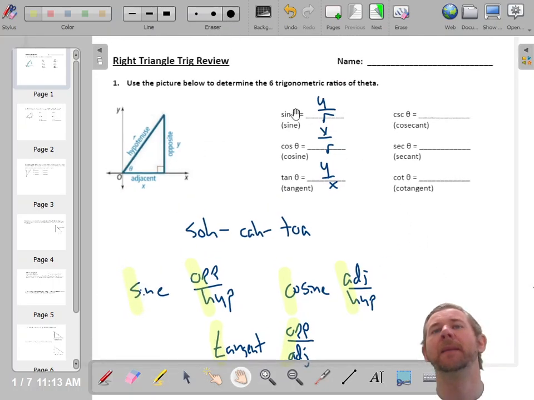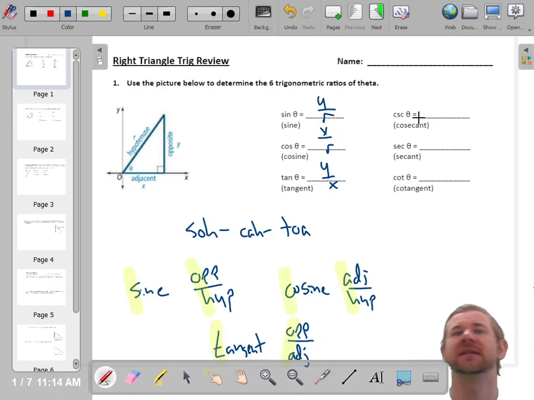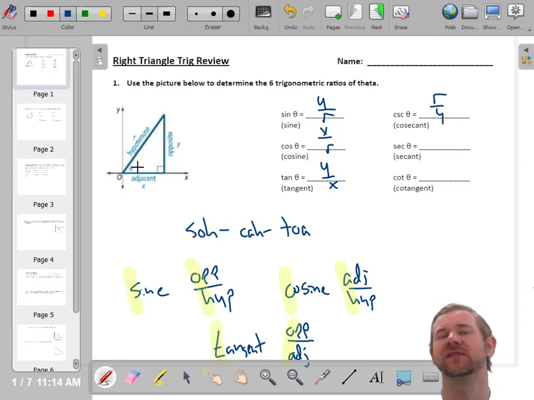In addition to the basic three trig functions, we have what are called the reciprocal functions. Reciprocal is not the same as inverse. Reciprocal is when you flip the fraction. So cosecant is the reciprocal of sine, so this would be r over y. Another way of saying that is hypotenuse over opposite. Secant is the reciprocal of cosine, so r over x, or hypotenuse over adjacent. And cotangent is the reciprocal of tangent, x over y.